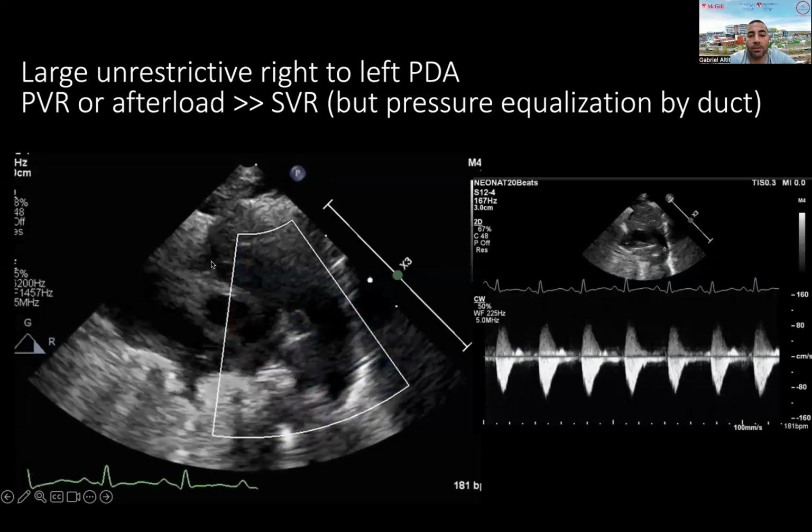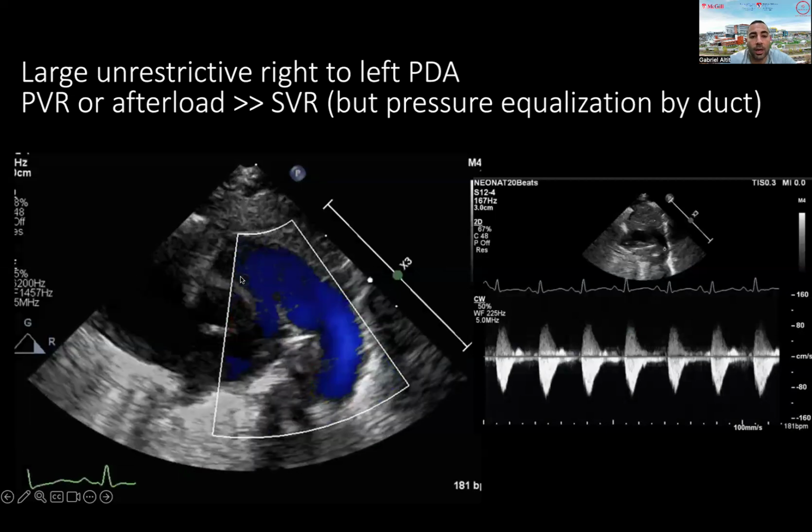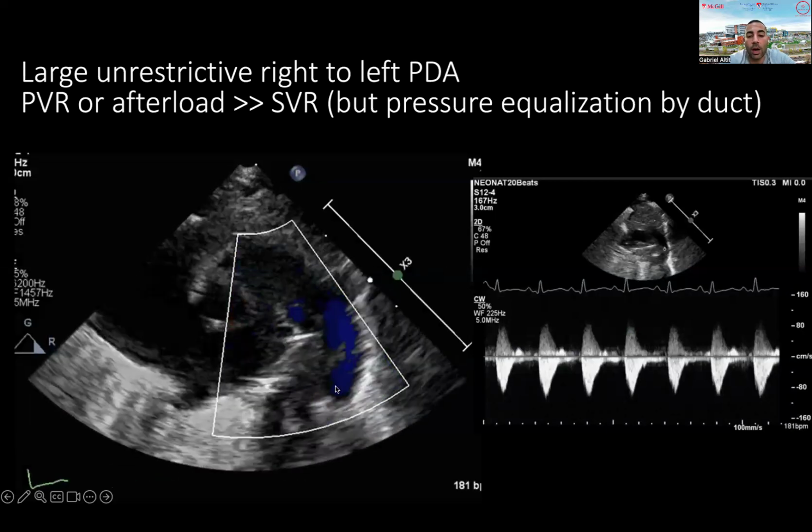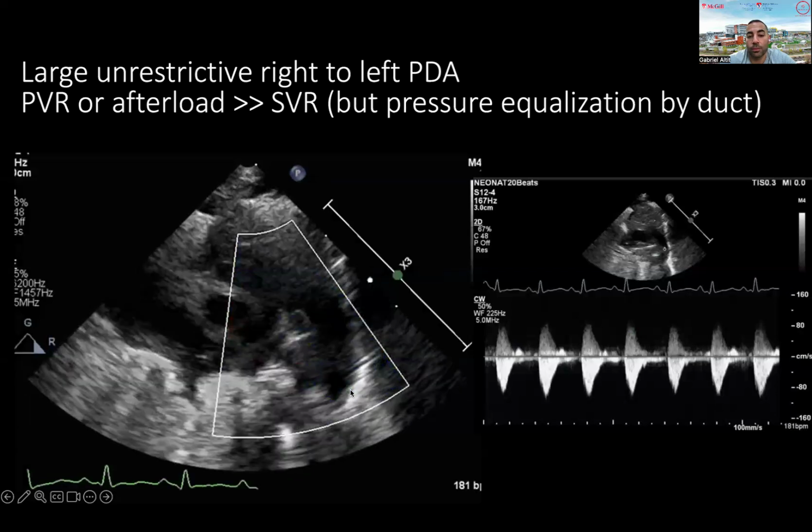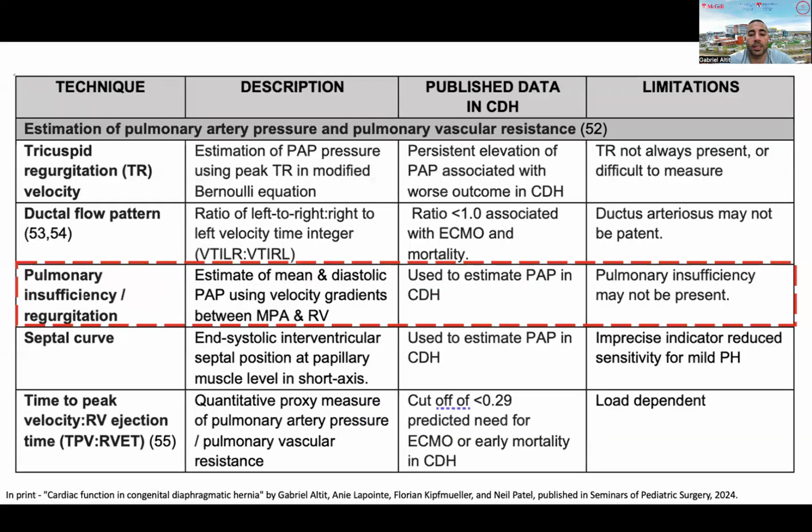Again, this could be because of very high PVR, abnormally high PVR. It could be because of low SVR. It could be because of a combination of both. And we'll go over some of these concepts in, I believe, my talk on Thursday at NeoHeart.